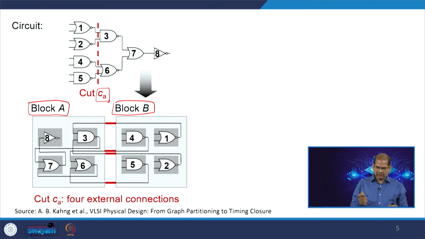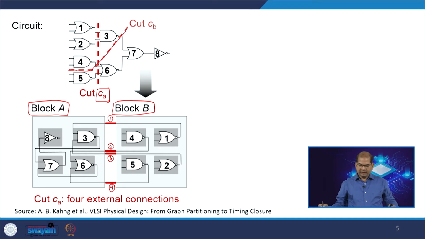Okay. So, here you have a block A or partition A, block B and partition B, and each one of them has an equal number of gates, that is 4, and if you can see here the number of cuts between the partitions, here it is 1, 2, 3 and 4. Number of cuts here is 4.